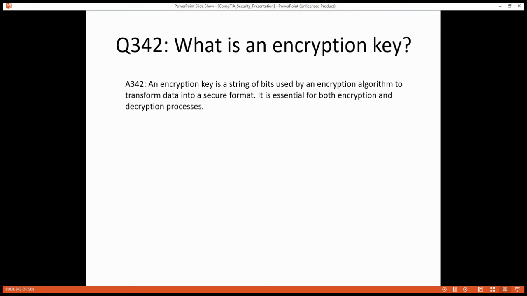Q342. What is an encryption key? A342. An encryption key is a string of bits used by an encryption algorithm to transform data into a secure format. It is essential for both encryption and decryption processes.